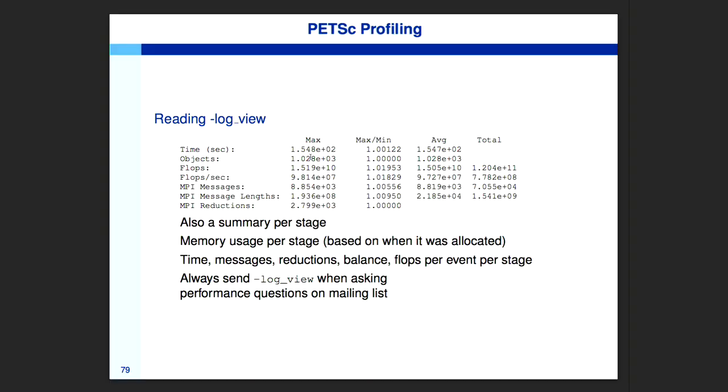This is a sample printout from one of the applications and gives you a glimpse of what kind of data the log view shows you. It can show you the summary of the number of objects that are created, the arithmetic flops that the application used, and then a performance metric, flops per second, and then the number of messages from MPI, message lengths, and the number of reductions in each of those stages.